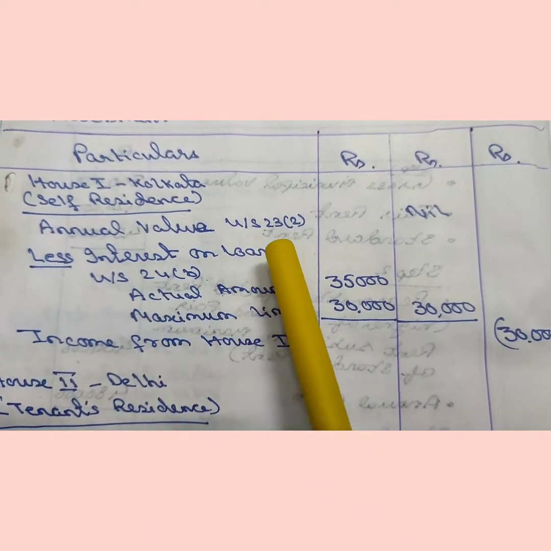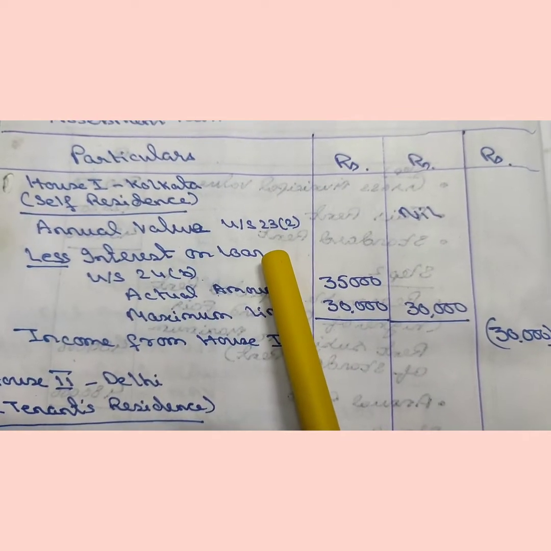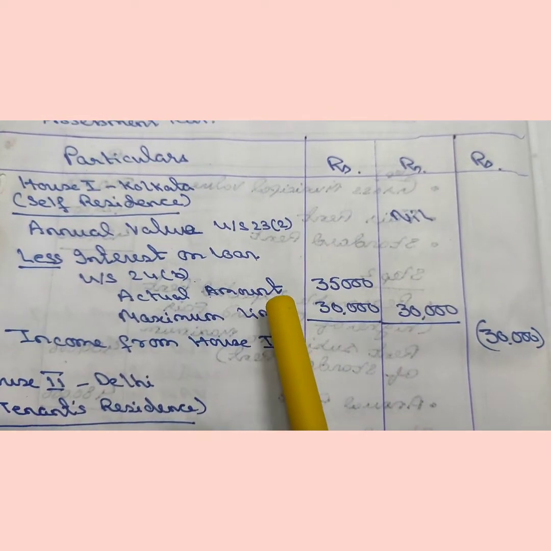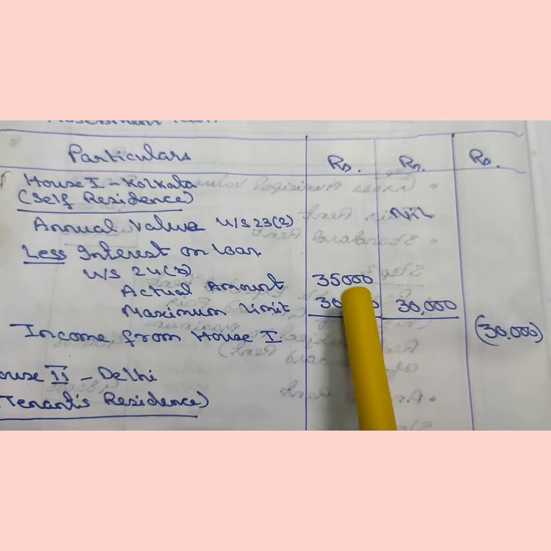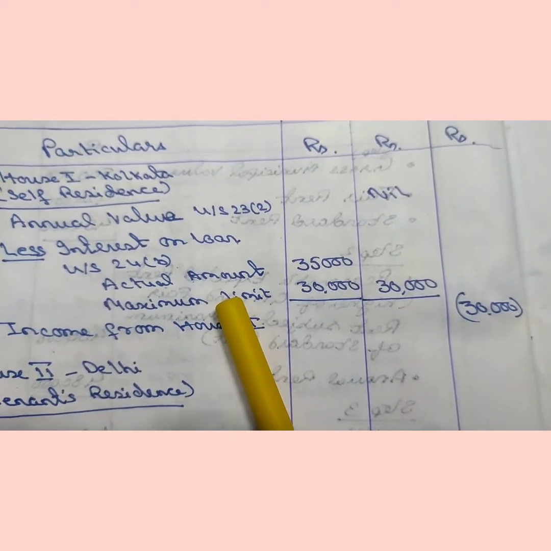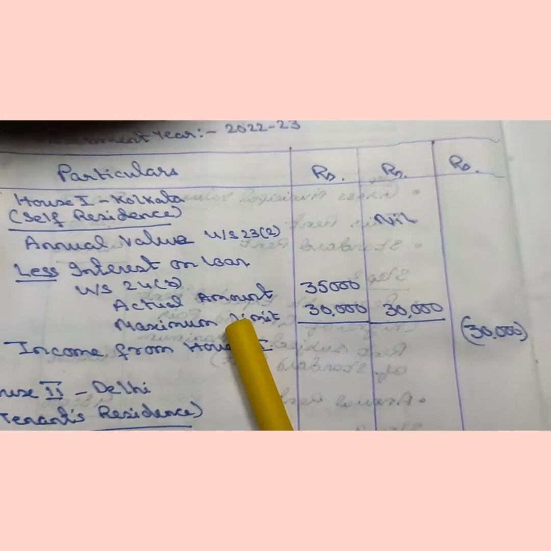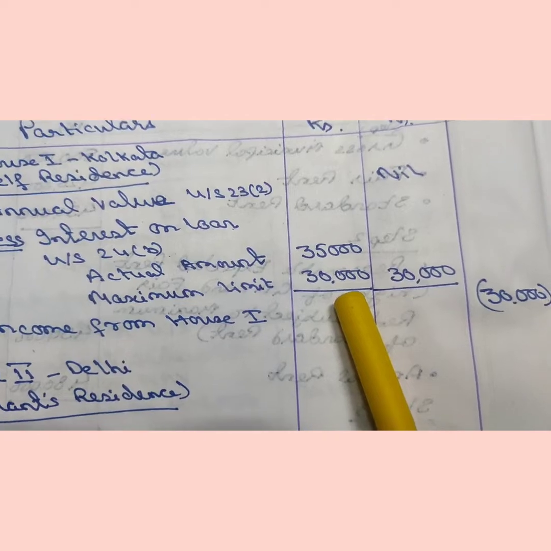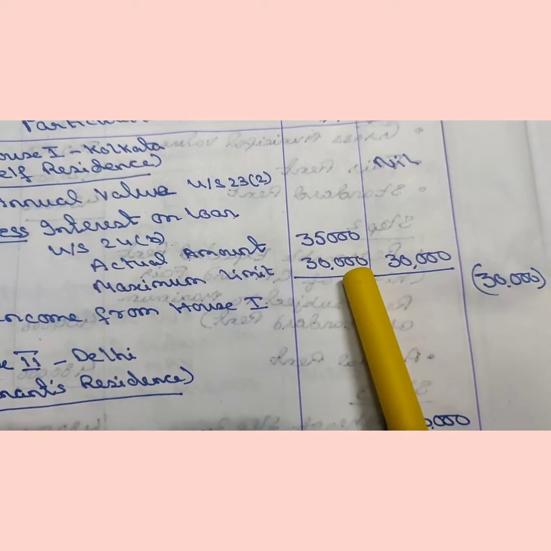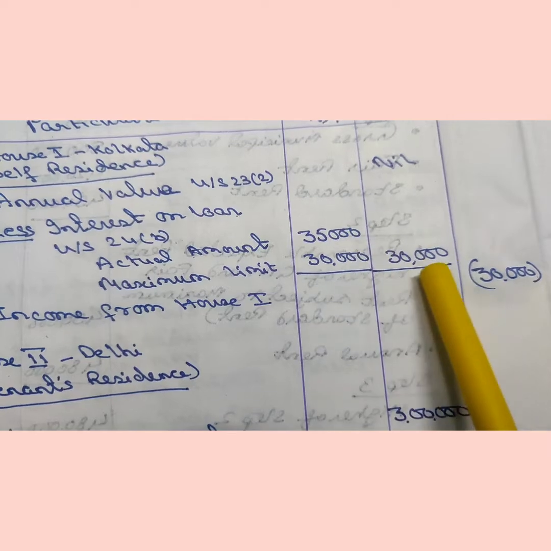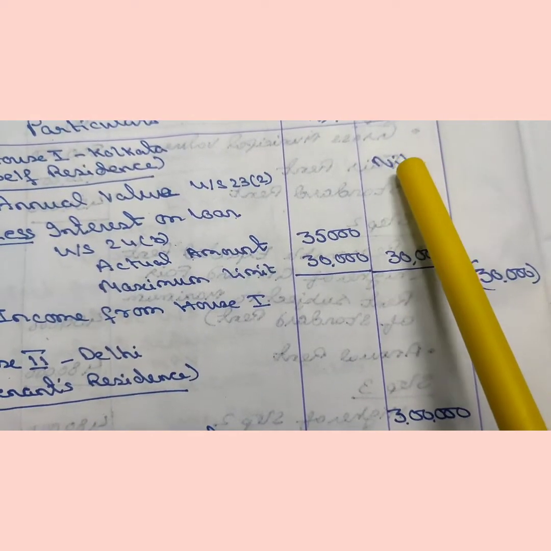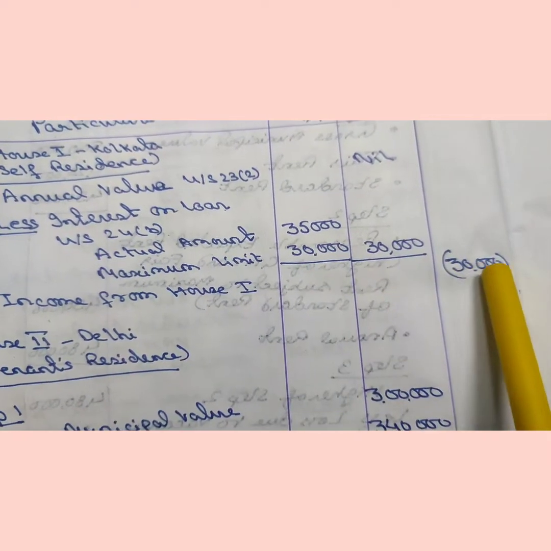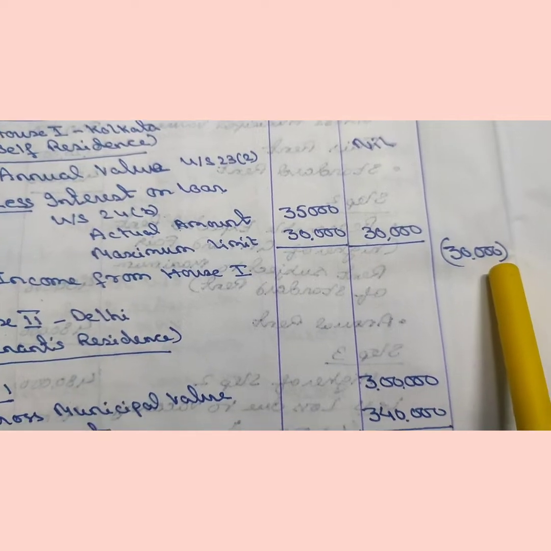Only one deduction is allowed here, that is interest on loan under section 24(b). Actual amount of interest on loan is rupees 35,000 and the maximum limit for deduction for a self-occupied house, as this interest on loan is for repairing purpose, is rupees 30,000. So 30,000 is allowed as deduction from nil. You have to deduct this 30,000, and income from House 1 is negative 30,000.